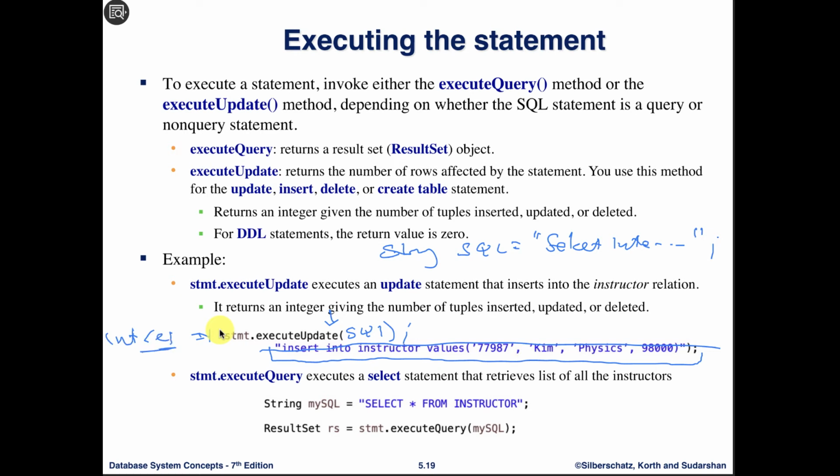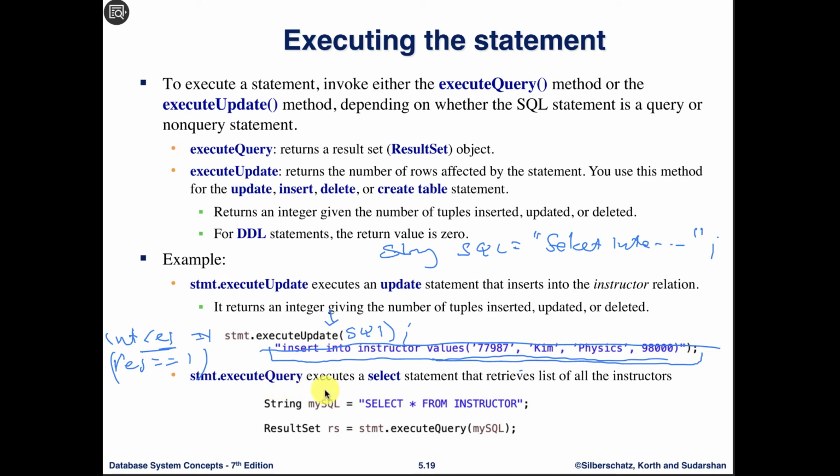Then if you want to see the result here, in this case the result must equal 1, because only one tuple is going to be affected. Yeah, because I insert only one tuple. If you insert multiple tuples, it's going to return the number of tuples affected by this statement. Okay?